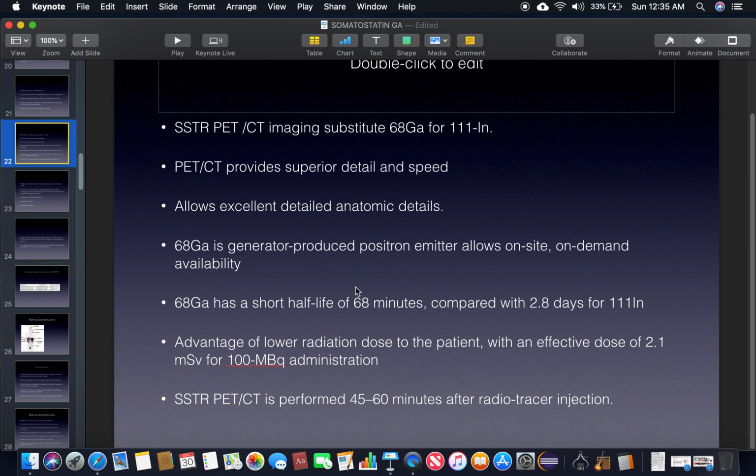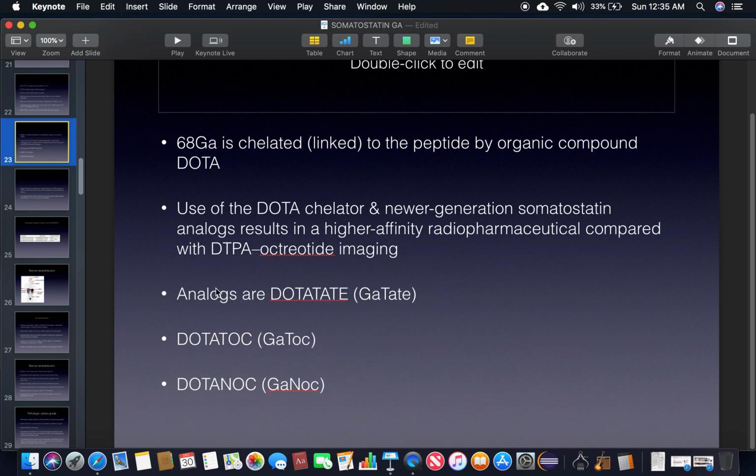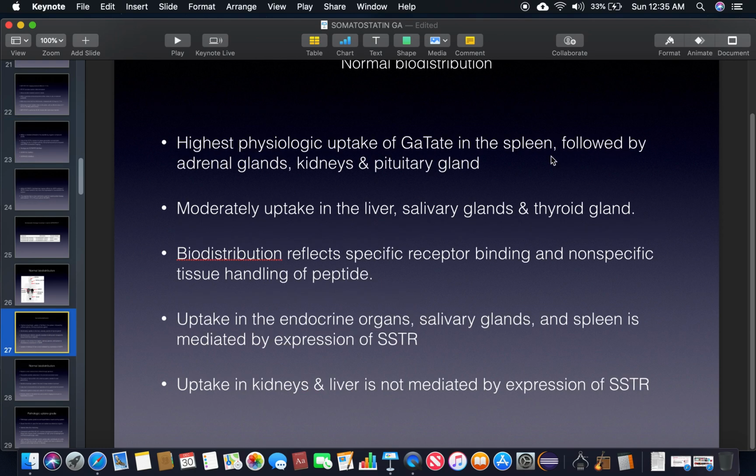It has only a half-life of 68 minutes compared to 2.8 days for indium, so radiation dose is much less. And the other thing is that it can be performed 45 to 60 minutes after the radiotracer injection, which was not the case with the indium agent. So I mentioned there are three analogs that are available: DOTATATE, DOTATOC, and DOTANOC, or GATATE, GATOC, and GANOC. They have not found any advantage of one versus the other.